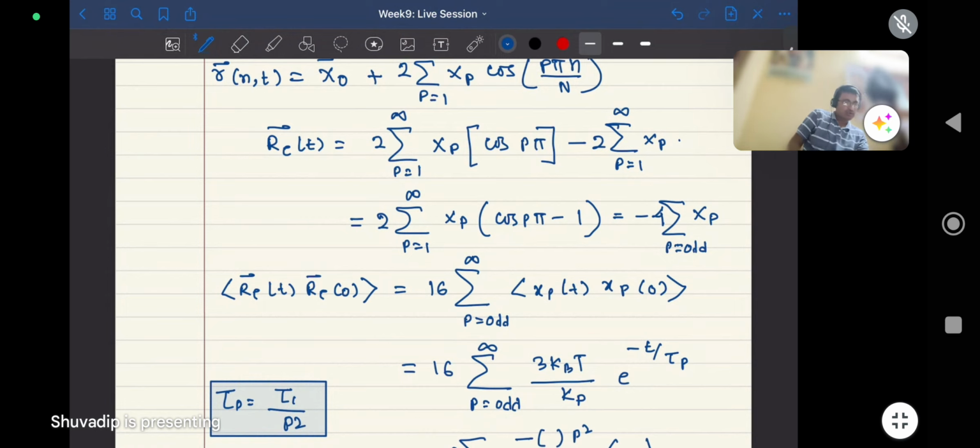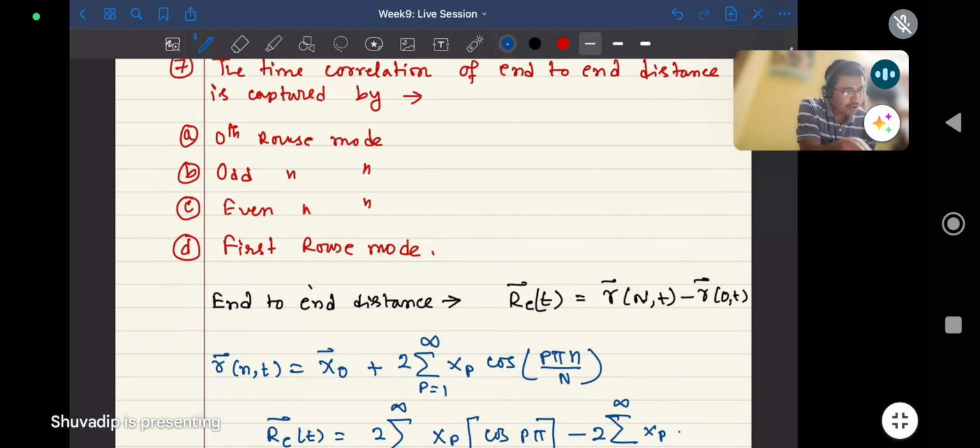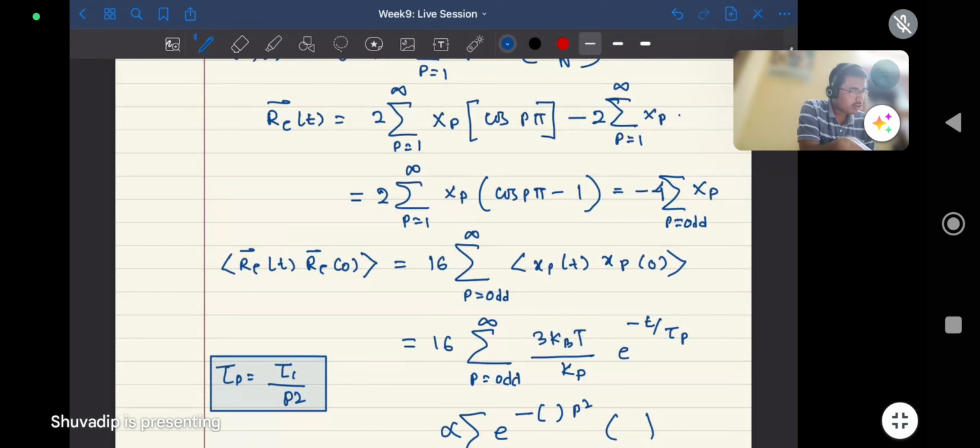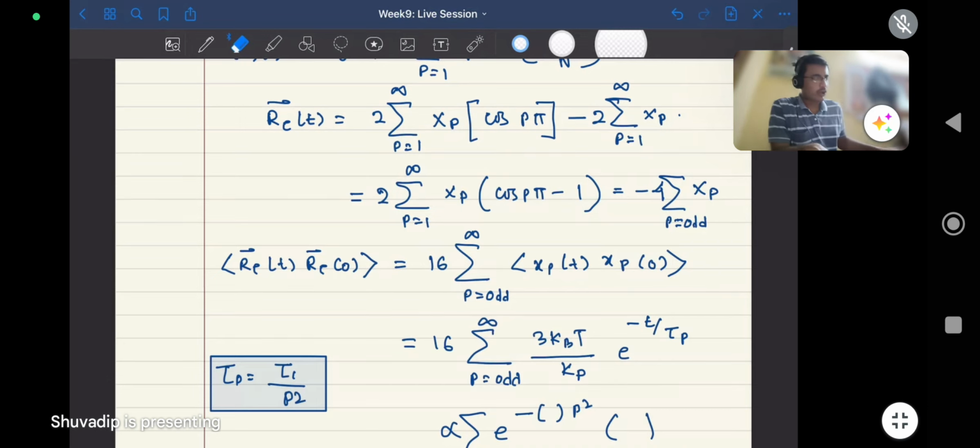That's why the time correlation of the end-to-end distance is given by the first Rouse mode only, because after the first Rouse mode, due to the exponential nature of this correlation, the next terms will be exponential minus 9, and then exponential minus 25, something like that. So they will be increasingly smaller, and the contribution will be very small. So we can say that the largest contribution is given by the first Rouse mode.